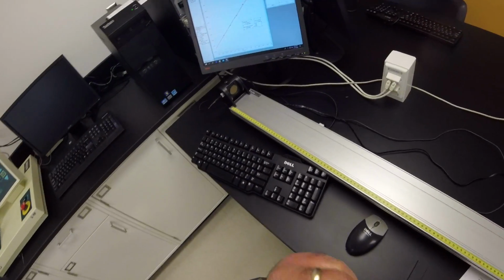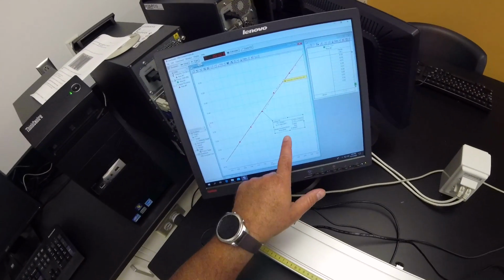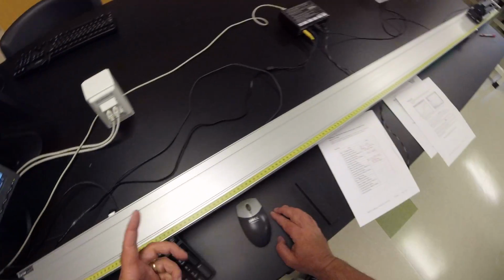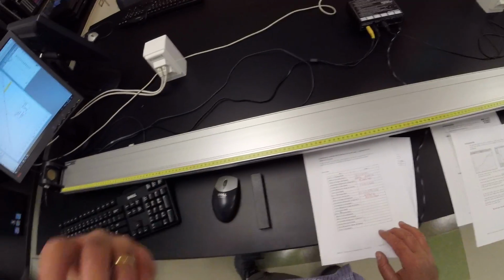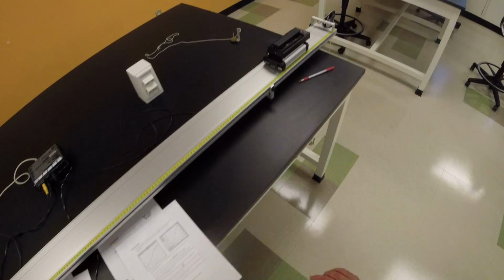Okay, here we go. What time did I get this time? I got a little bit different acceleration this time. Of course I did. So I'm not sure why it's different. It just is. Everything seems to be good.